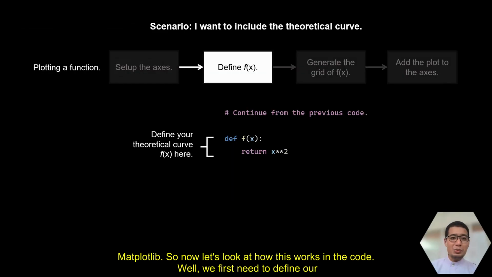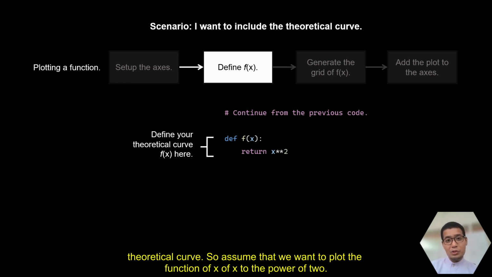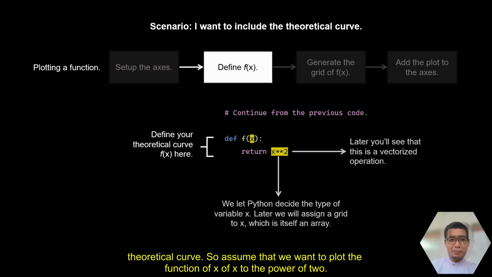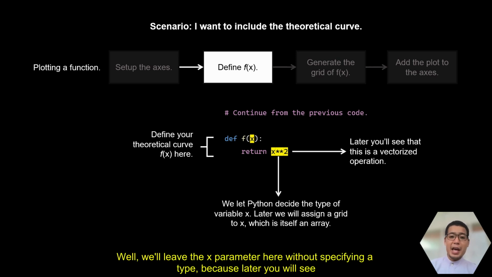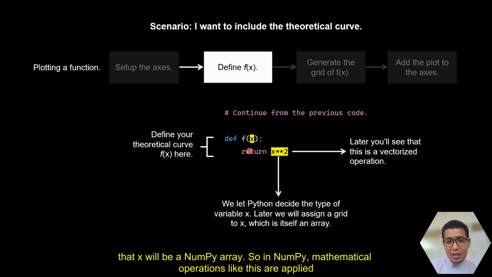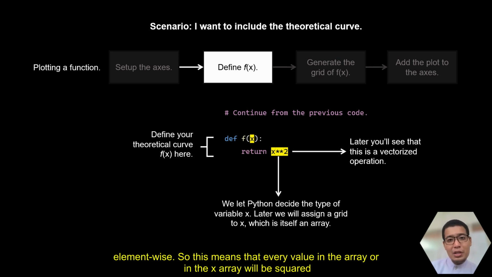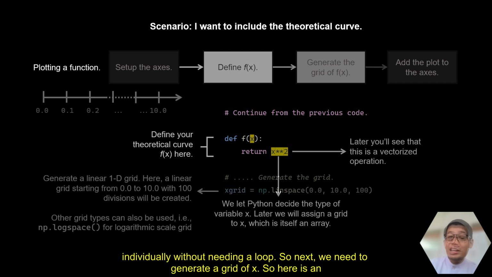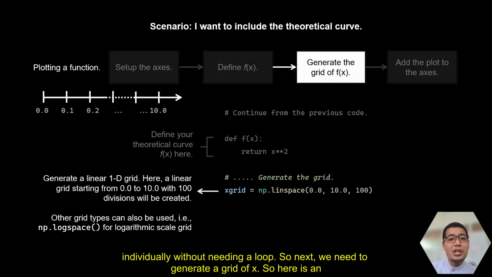We first need to define our theoretical curve. So assume that we want to plot the function x to the power of 2. We will leave the x parameter here without specifying a type, because later you will see that x will be a NumPy array. So in NumPy, mathematical operations like this are applied element-wise. This means that every value in the x array will be squared individually without needing a loop.